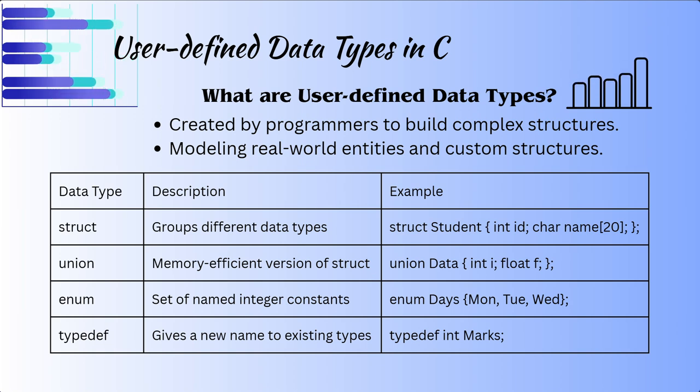A set of named integer constants is enum, and typedef gives a new name to the existing types. So typedef basically has the same usage as def in Python. It is used to give a particular name to the existing types. When we use a structure, we can use typedef struct student and then give all these, and then finally we can use another name to access the structure elements. So typedef is very extensively used in data structures mainly.